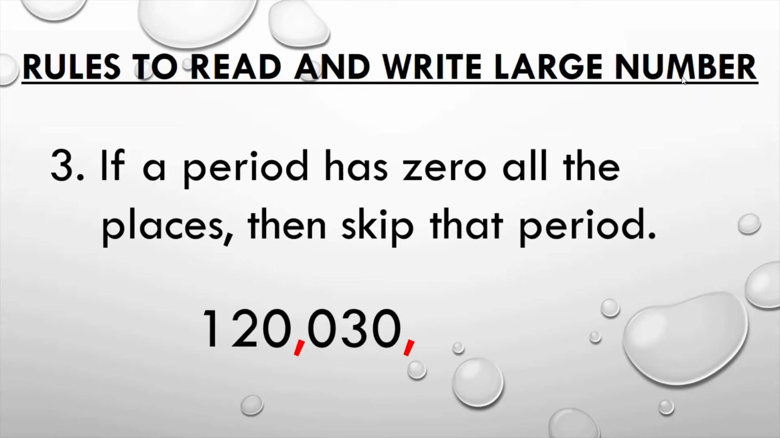For example, we will read this number as 120,030,000. Note that the ones period here is skipped in reading. When we read numbers, we ignore the period in which all the digits are zeros.